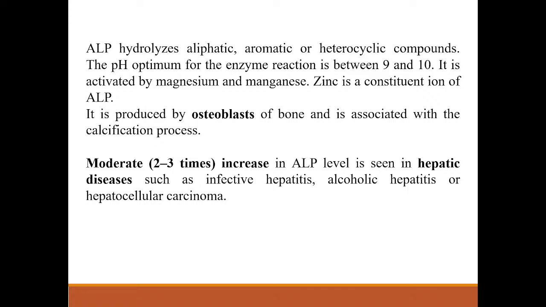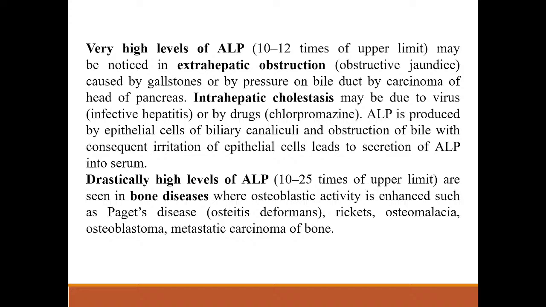ALP hydrolyzes aliphatic and aromatic compounds. It is actually produced by osteoblasts of bone, associated with the calcification process. ALP is also hepatic, but one proportion of the ALP increase is also from bone because it has an isoenzyme. In hepatic disease it is increased 2 to 3 times, that is in infective hepatitis, alcoholic hepatitis, hepatocellular carcinoma. Very high ALP, 10 to 12 times the normal, may be seen in extrahepatic obstruction, that is obstructive jaundice caused by gallstone. You write it down, ALP different levels, important.